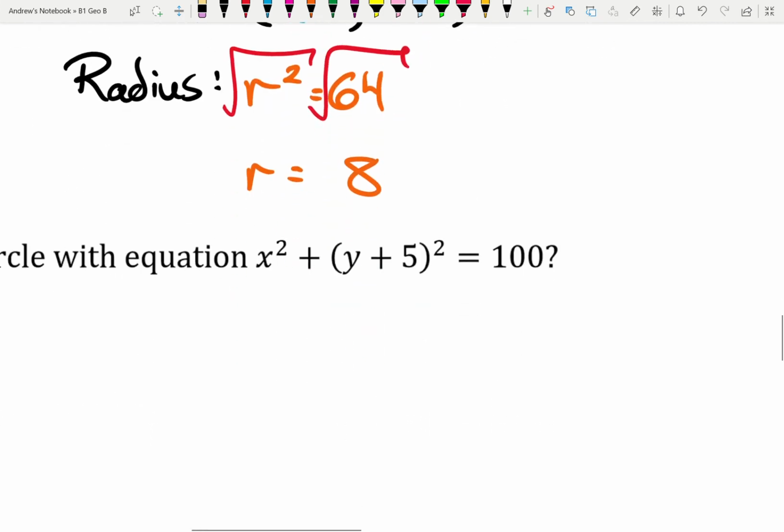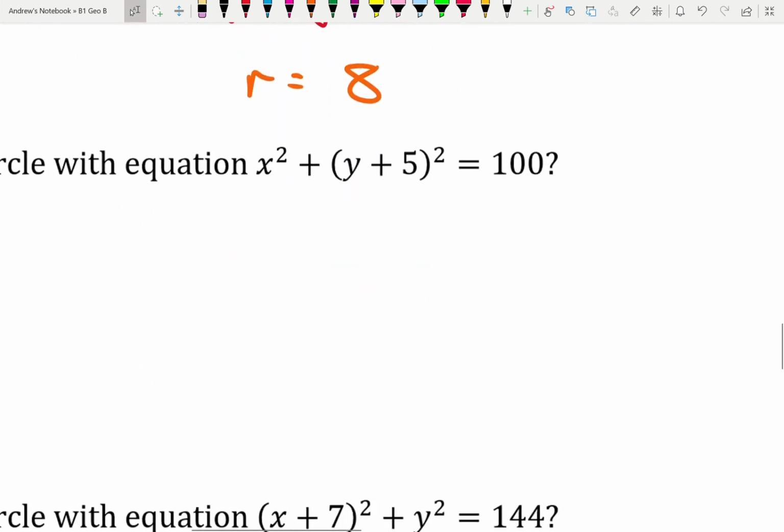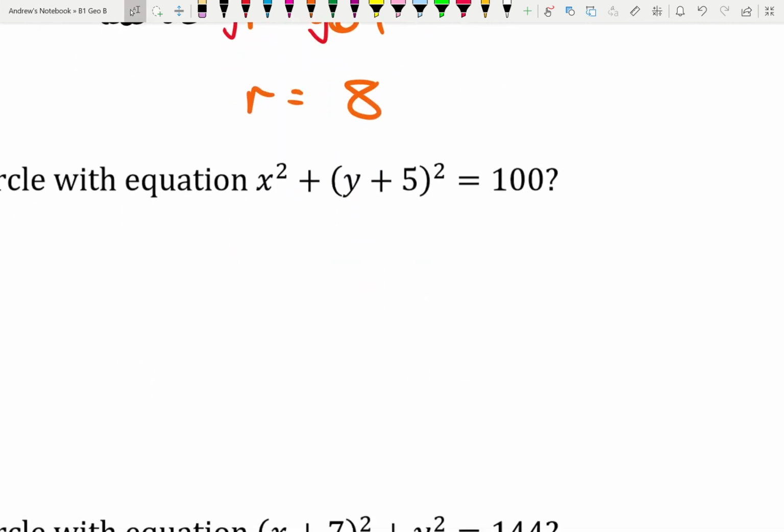All right, let's take a look at a couple more. So same type of problem. We've got x squared plus y plus 5 squared equals 100. All right, so again, for the center, we're going to be taking a look at h and k.